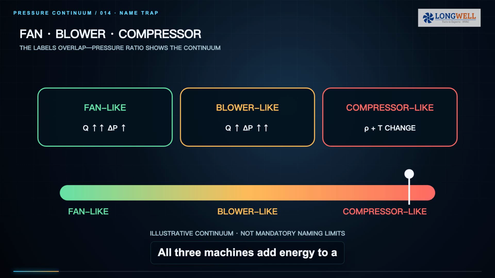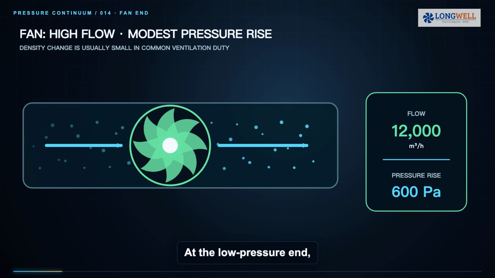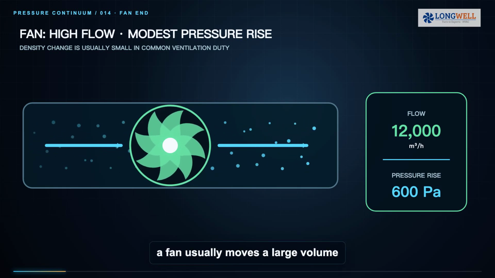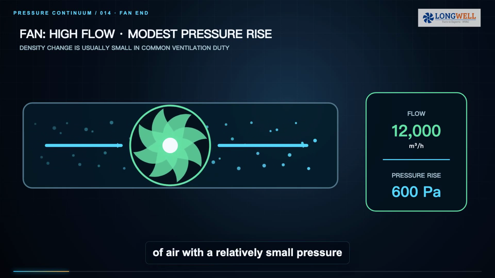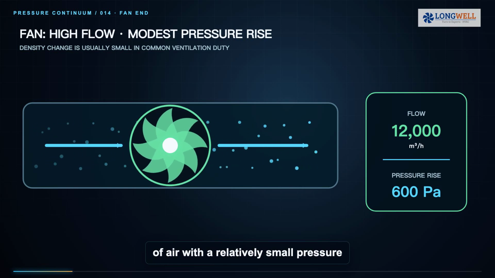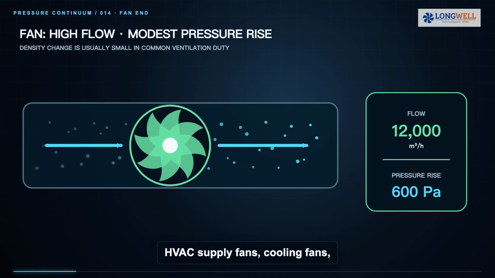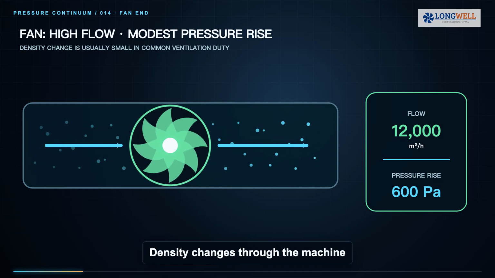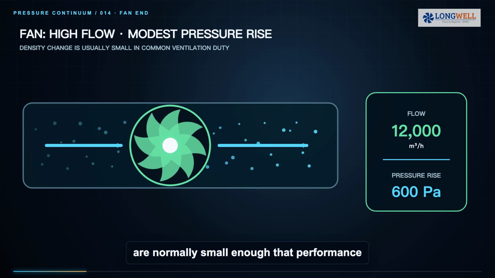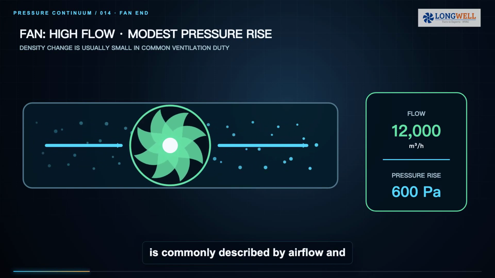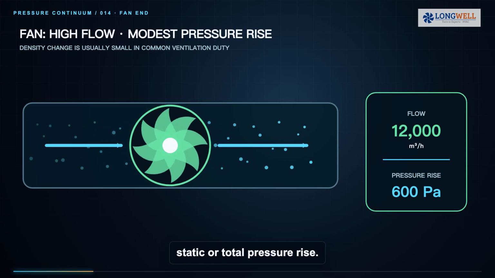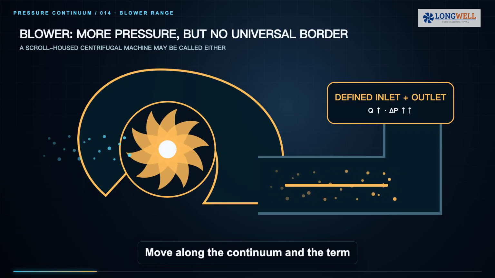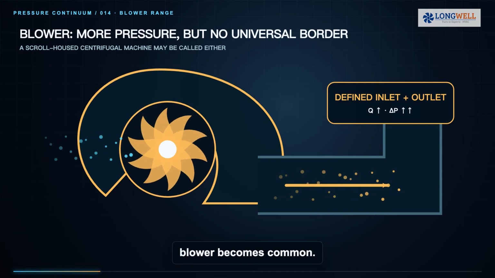All 3 machines add energy to a gas. At the low pressure end, a fan usually moves a large volume of air with a relatively small pressure rise. HVAC supply fans, cooling fans, and many axial fans live here. Density changes through the machine are normally small enough that performance is commonly described by airflow and static or total pressure rise. Move along the continuum and the term blower becomes common.